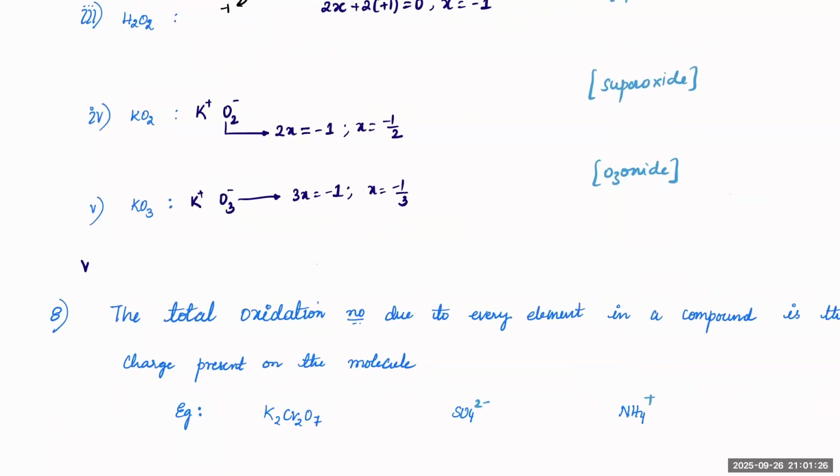Okay. I will write one more. I forgot to write that. Okay. If you have Li2O, I will have 2 moles of Li plus and O2 minus, and here you can notice that the oxidation state of oxygen is minus 2.